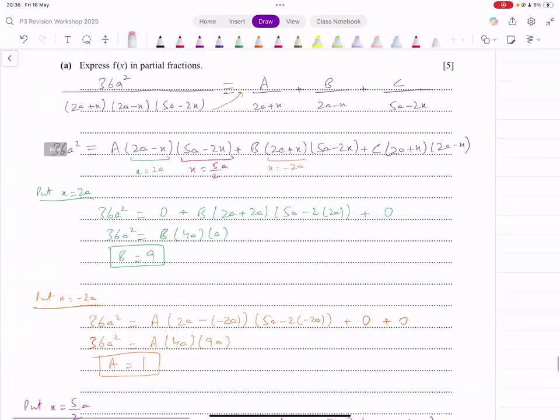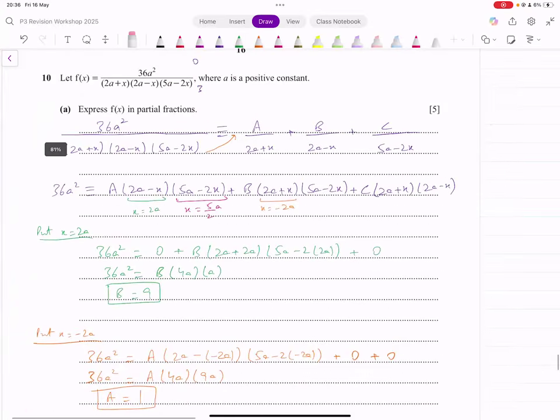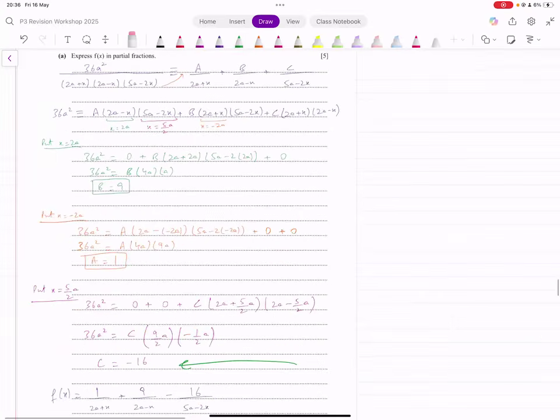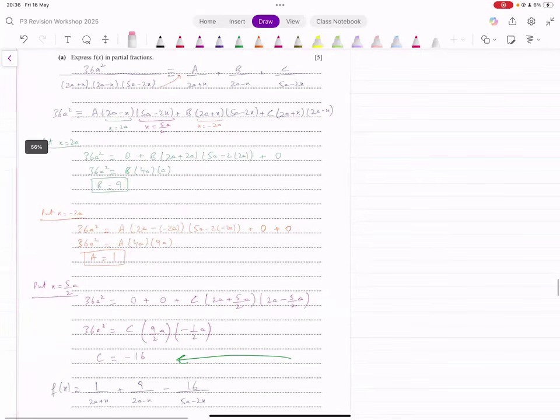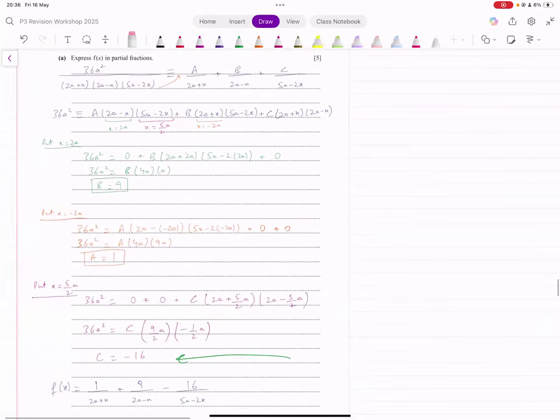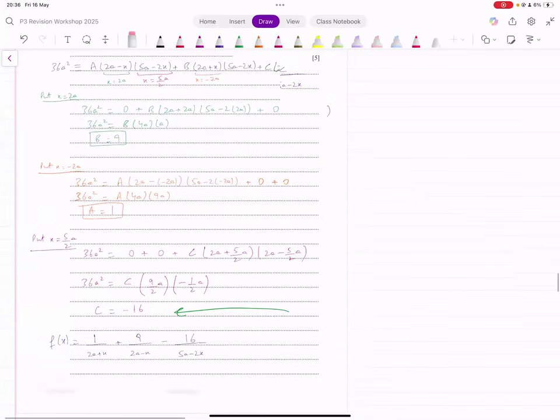a like this, right? The process remains exactly the same as before. You just have to be a bit more careful with the algebra because the probability of making careless errors increases here a bit. Okay, all right, let's move on.